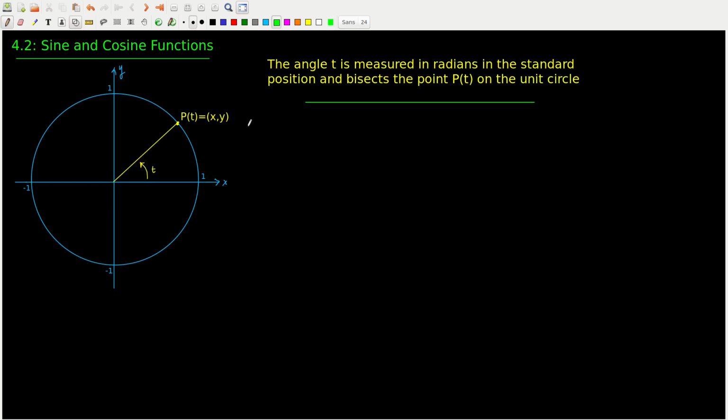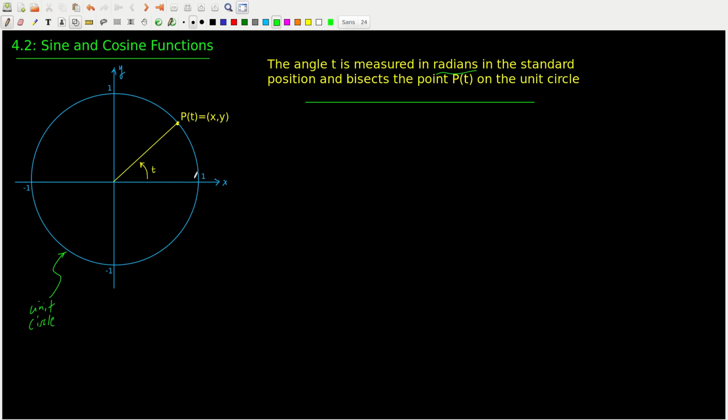We started last time talking about how we define angles, and we introduced the idea of the radian and the degree measure, and we're almost always going to be using radians from now on. So we're looking here at an angle t that's defined on the unit circle, and the unit circle here has a radius of 1. The angle t bisects the unit circle at a point P, and I'm calling that P of t because it depends on the value of t.